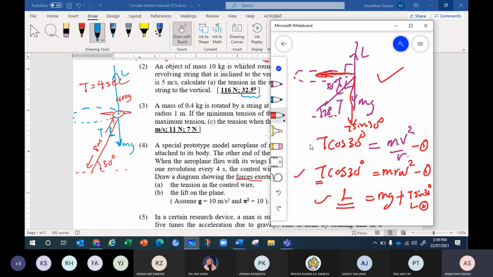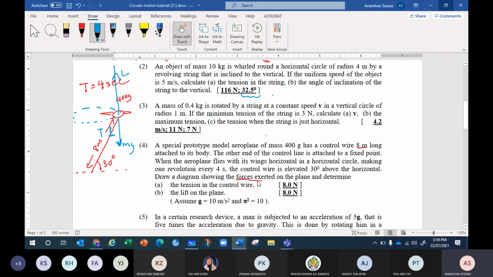Okay guys, any other questions about 4? This is a very unique one. Normally we thought the centripetal one is going to be T sin 30, but here unfortunately it's T cos 30 equals mv squared over r. So you have to be careful always. Okay, so give a try to this 8 Newton. Try to get these two.